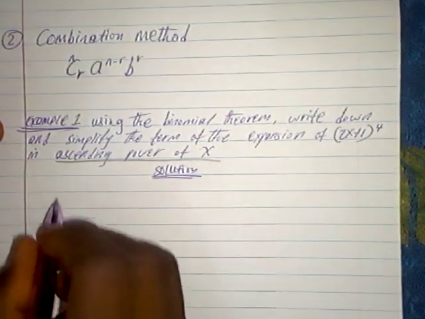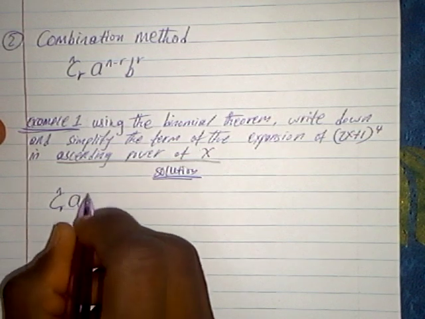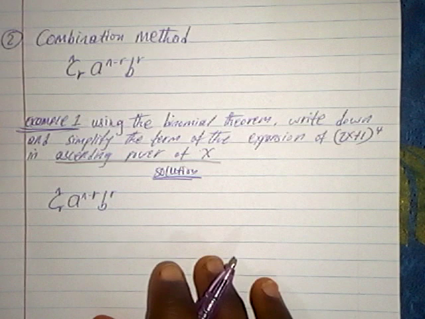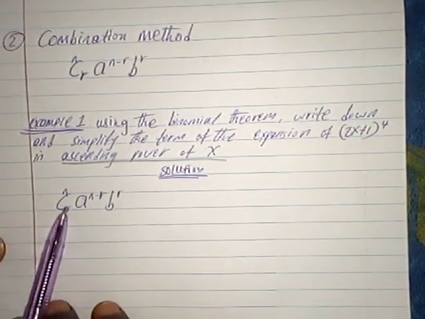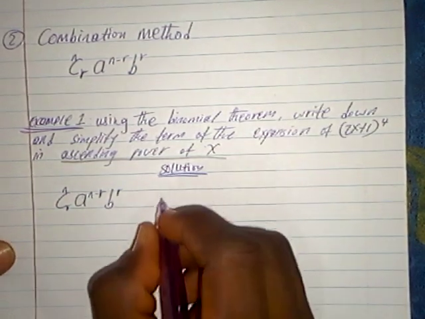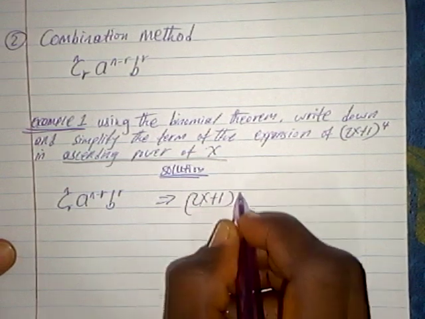Let us first put the formula, which is what? N combination R, with the first term (a) raised to the power n minus r, and b raised to the power r. Now, I previously explained how to treat this combination, right? Now we start. Let's take the question. The question is (2x + 1) raised to the power 4.